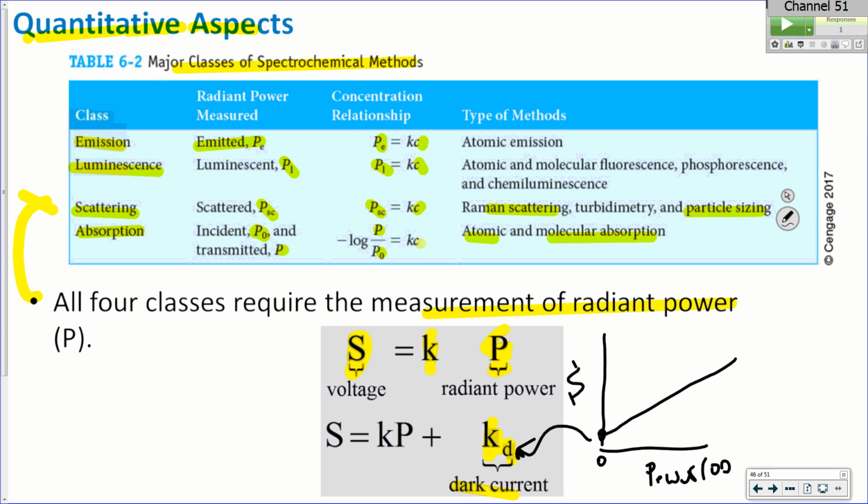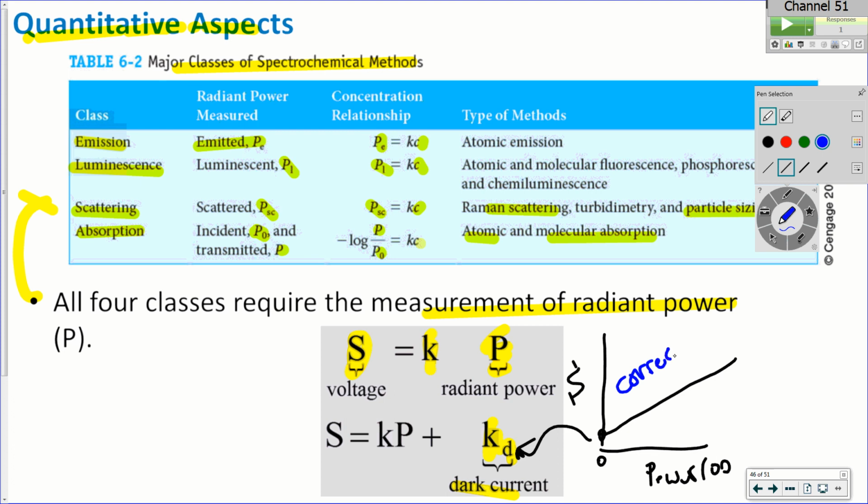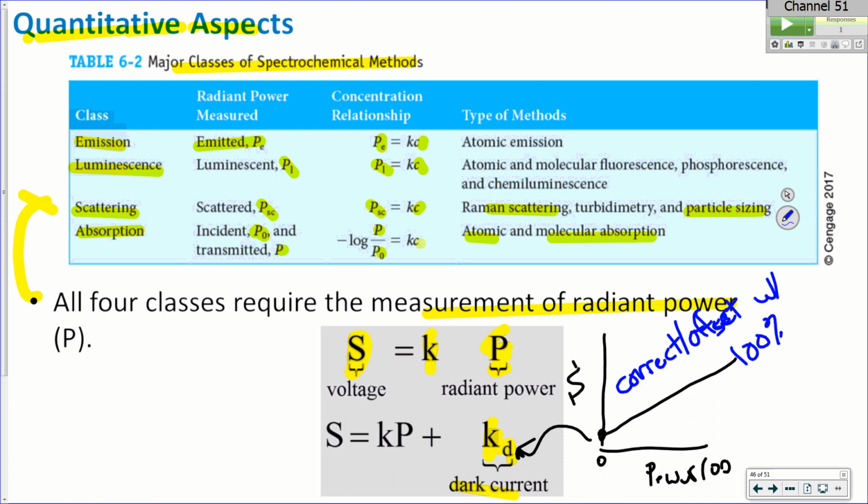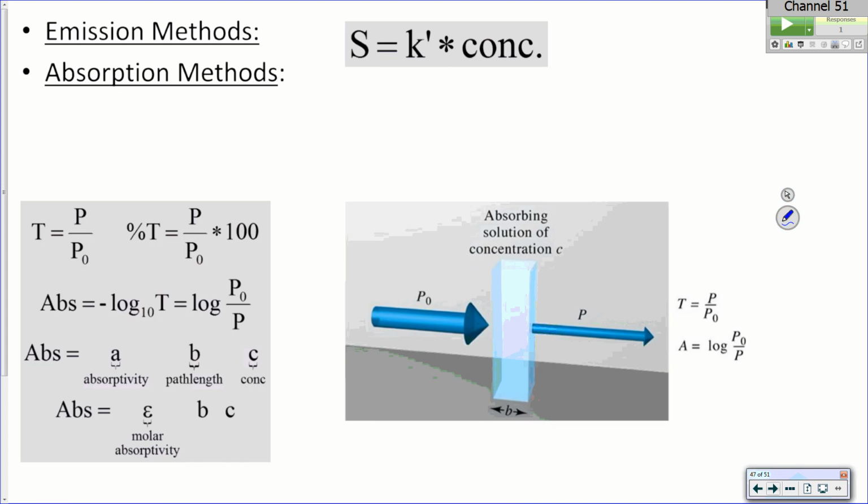Now we can typically adjust that with our instruments. This is where we correct or offset that. Set with a 100% T sample or a blank. So what we're typically doing when we run a blank is adjusting that so it just goes through the origin. Okay, so that's the purpose of running a blank sample.